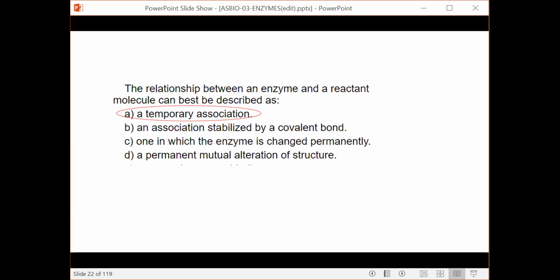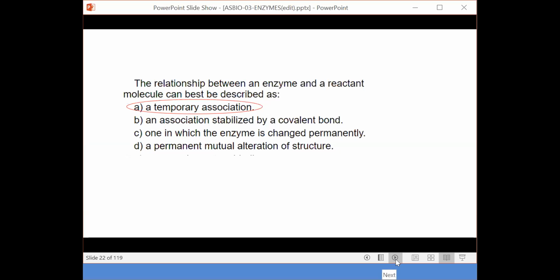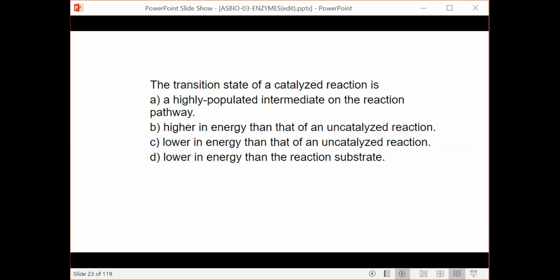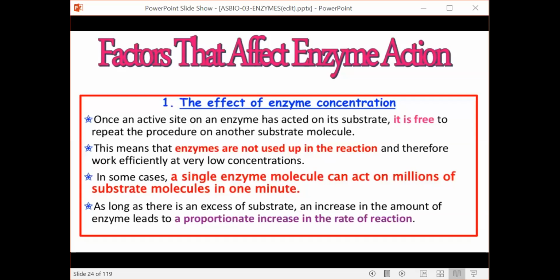Yeah, I just showed it now. Okay, lag again, the lag. Next, same thing. Reactant and the substrate both are the same.